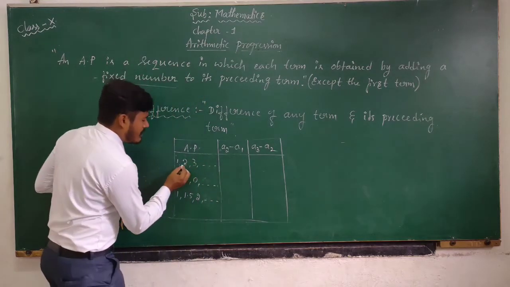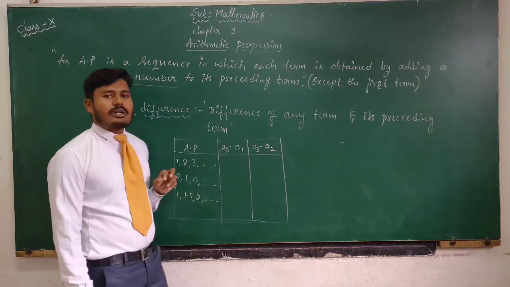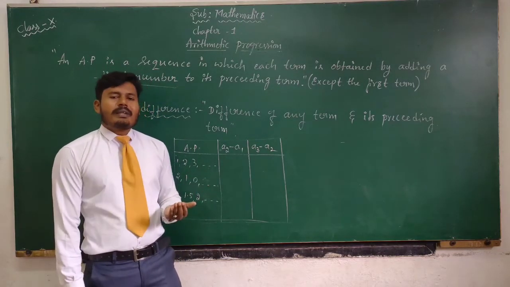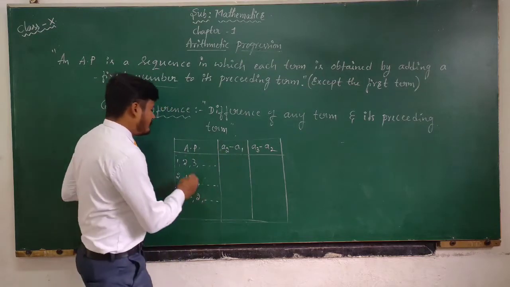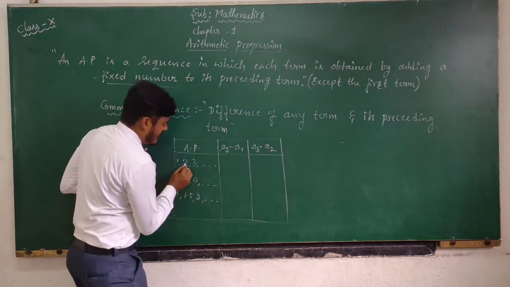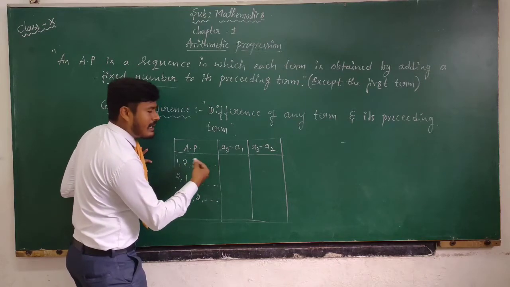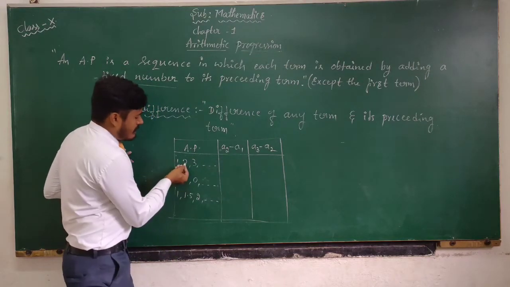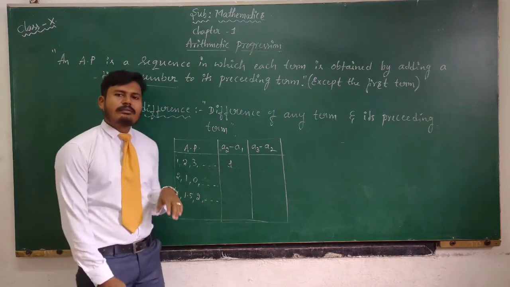Now coming to the given examples, 1, 2, 3 and so on. These are the set of natural numbers. You know that the set of natural numbers is an example of a sequence as well as an arithmetic progression. So here a2 is 2 because that is the second term. a2 indicates the second term of the AP, and a1 is the first term of the AP. So here 2 minus 1 is equal to 1.